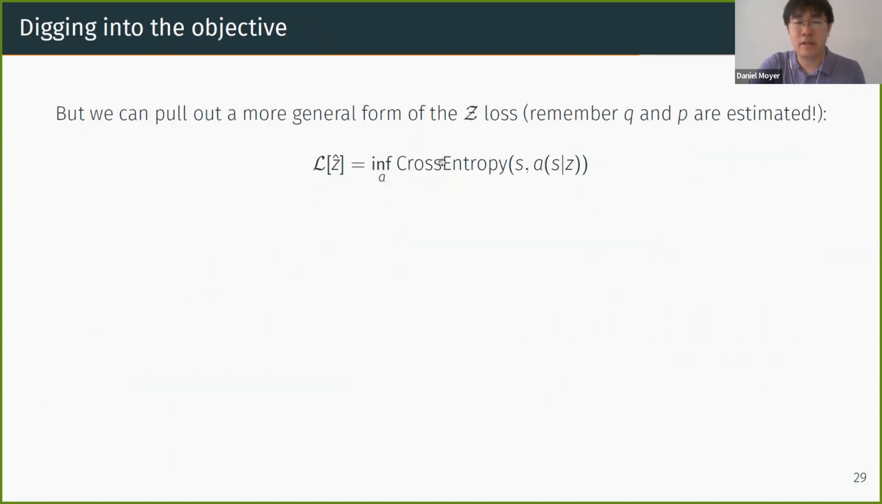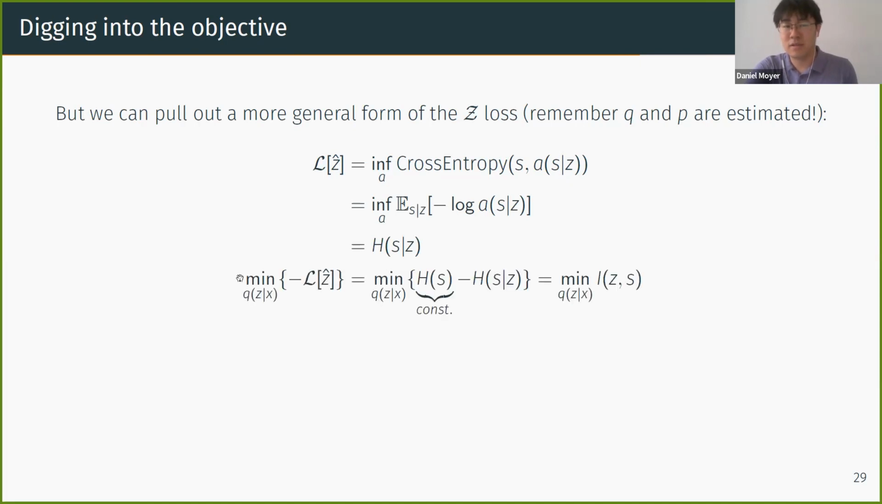And it turns out that this is also doing mutual information minimization. We want the best of all adversaries, the infimum adversary, and we want to minimize the cross entropy, so the best prediction of S. This is the adversarial training step. And this can turn into entropy. If we add a constant, this is minimizing the negative of the Z loss, and this turns into minimizing the mutual information. So this is actually the same thing.